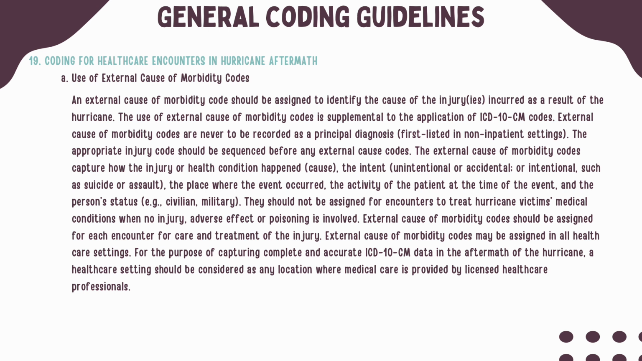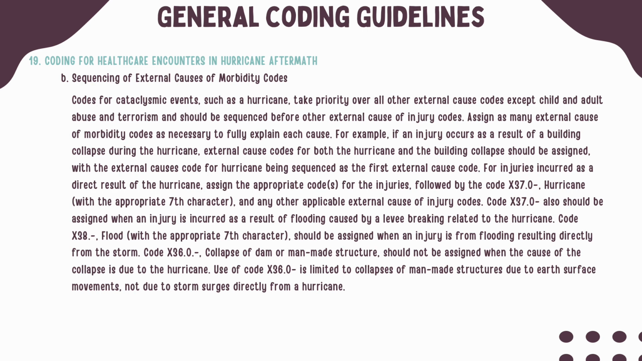These codes can represent the cause of the injury, the intent, the place where it occurred, the activity of the patient at the time of the event, and the person's status. They should not be used when there is no injury that has occurred. Codes for cataclysmic events should take sequencing priority over all external cause codes, except for child abuse and adult abuse or terrorism. You should assign as many external cause codes as necessary to fully explain each event.